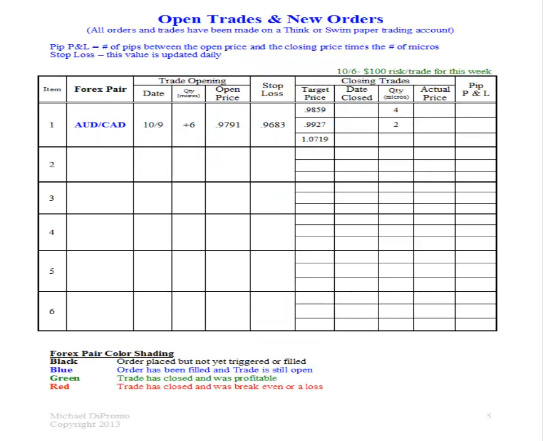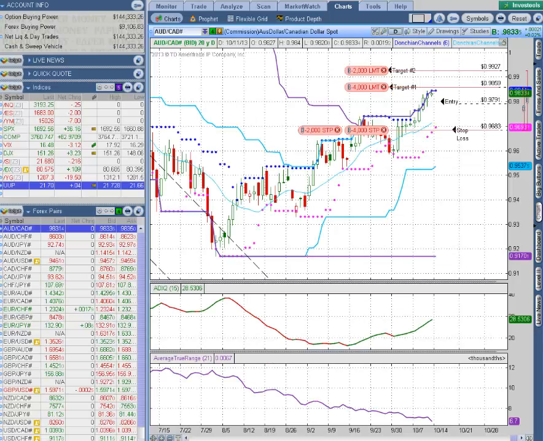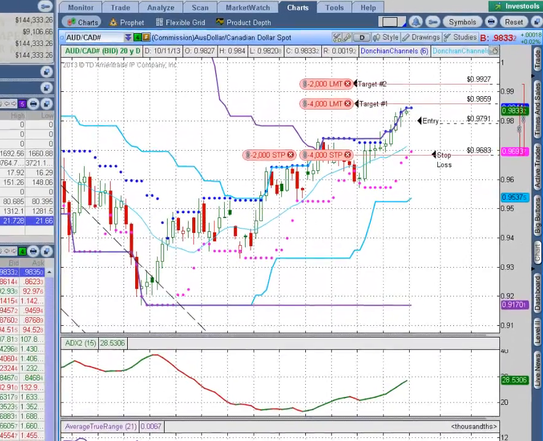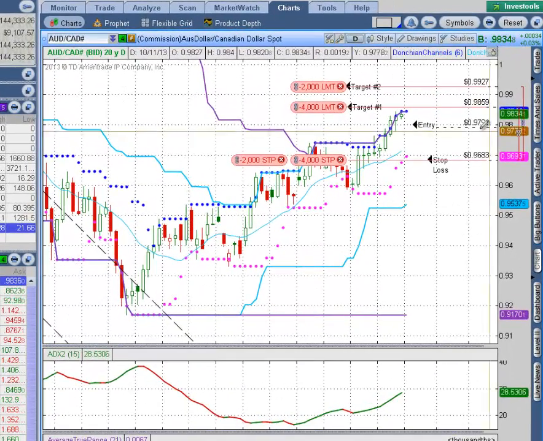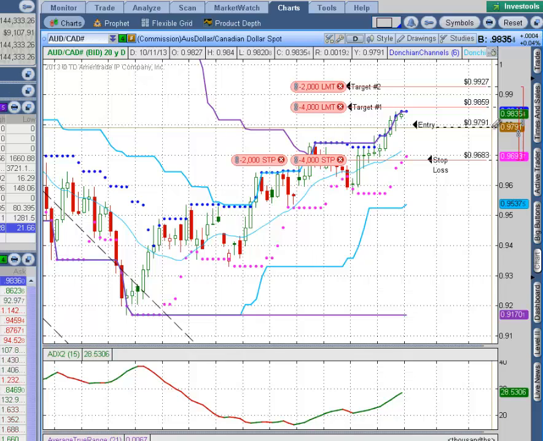For open trades, the Aussie CAD trade remains open. We're long 6 micros. The stop loss has been moved to 0.9683. No new orders were placed. Here's the price chart for our open trade on the Aussie Canadian dollar. As you can see, we purchased 6 micros at 0.9791, and we're looking for target number 1 at 0.9859. Our stop loss has been moved to 0.9683.